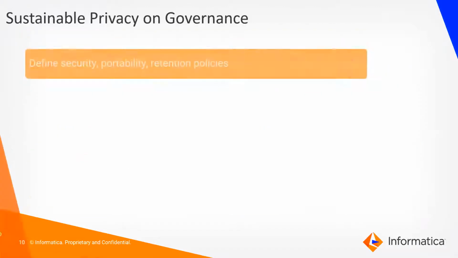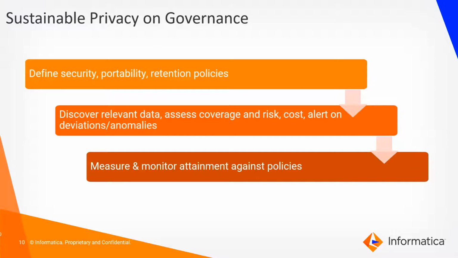Okay, right. So to achieve sustained privacy and governance, as we discussed in the earlier slide, we started with defining the security, the portability, and the retention policies for your data, the data which is sensitive in nature. Then what we will do is discover relevant data and assess the coverage and risk cost, and alert the end users on any deviations and anomalies. And eventually we will measure and monitor the attainment of these metrics against the policies. So that is what we would call sustained privacy. And it's not just a one time activity, it's a journey, it's a process. And whenever there are some updates and mitigations on the data that gets exposed, you will get the update back on the Axon side, so that the stakeholders can take appropriate and time bound decisions.